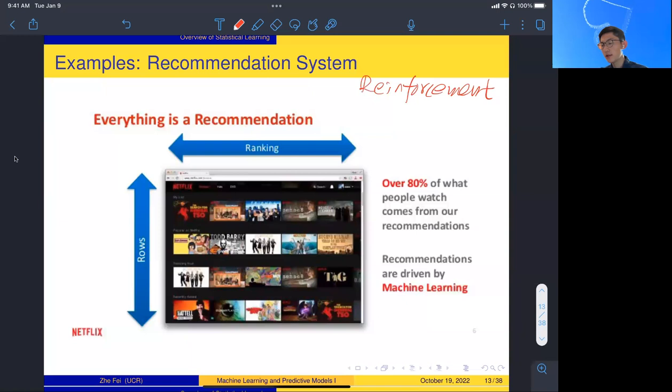And as I mentioned, it is a repeated task. The platforms will try to give you different recommendations through this reinforcement learning task.